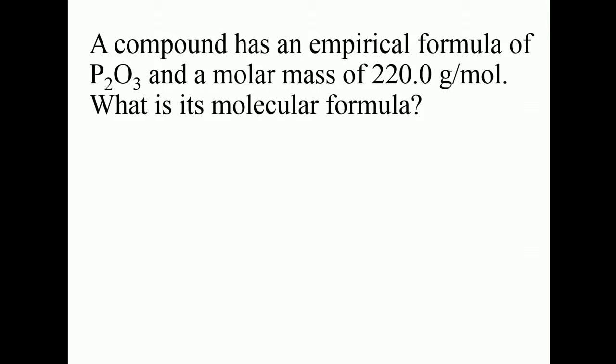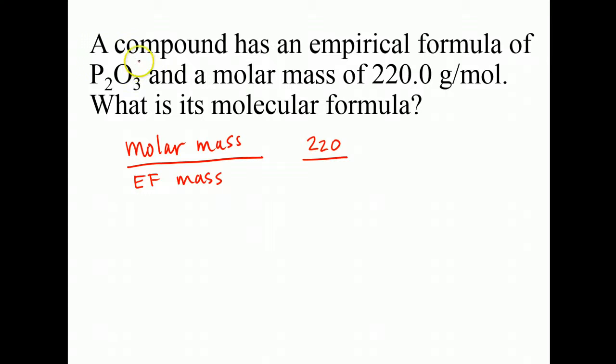A compound has an empirical formula of P2O3. So they've already done that process we did in the first part of this section. We also know it has a molar mass of 220 grams per mole. What is its molecular formula? So again, we want to take the molar mass and divide it by the empirical formula mass. So molar mass is given in the problem, 220, and P2O3 is our empirical formula.